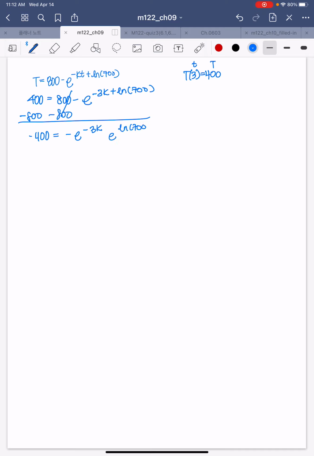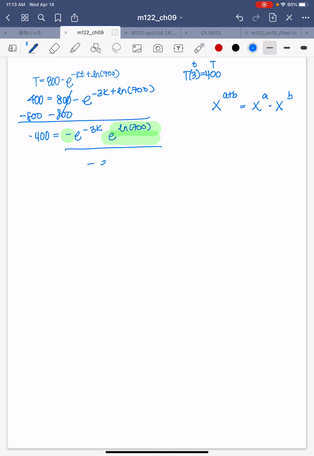One of the algebra rules: when you have x to the a plus b, you can write it as x to the a times x to the b, a product, because for a product you add the exponents. Why did I do that? So I can solve for k more easily, because e to the ln 700 is just a number. So let's do that. I'm going to divide the whole thing by that number on both sides.